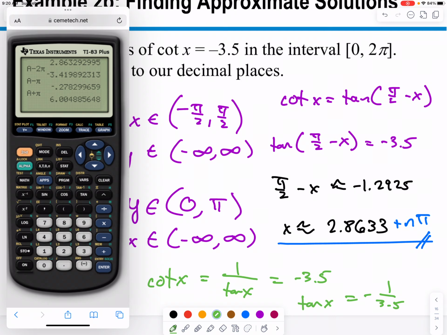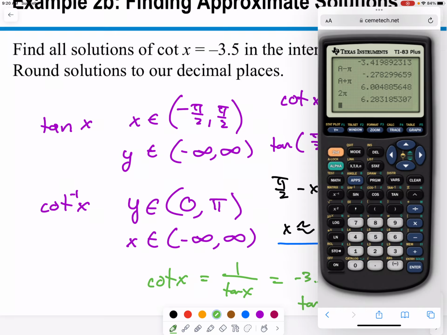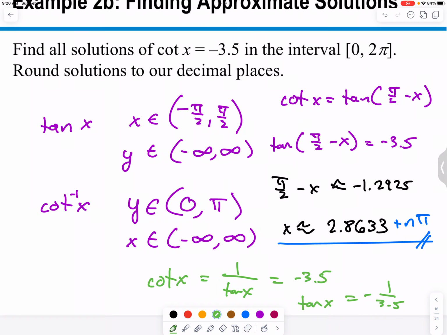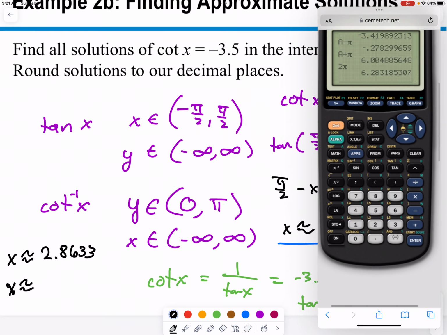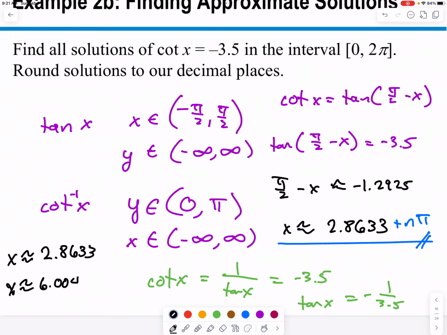All right. What's 2 pi? All right. So it looks like we get this 2.8633 and this 6.0049. Those are the results that we're getting. We're also getting this 6.0049. Okay, so we got these results.